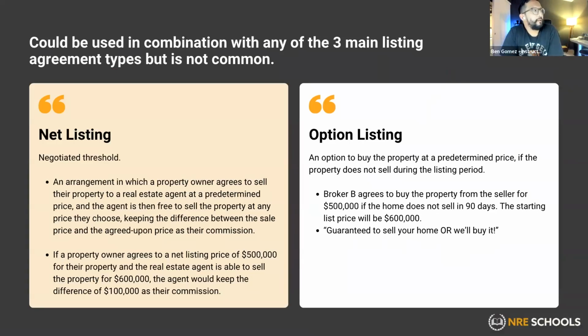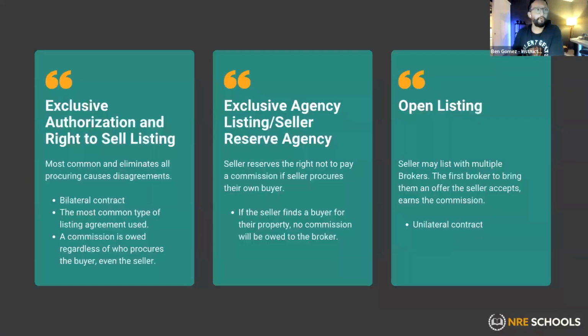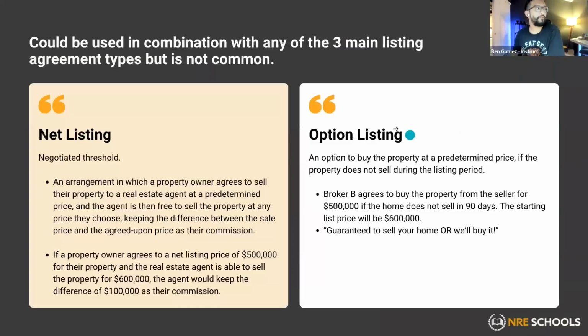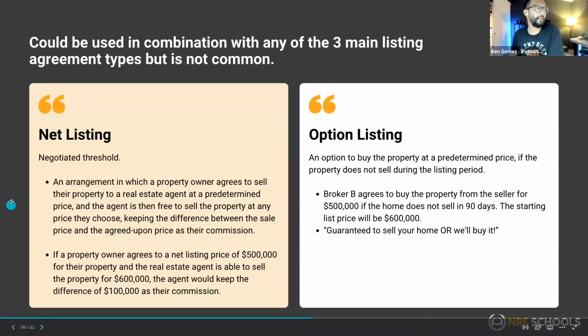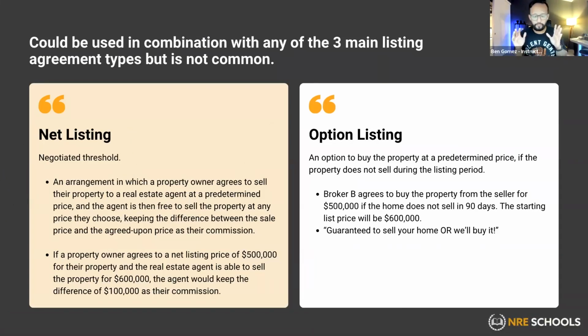These can be added in conjunction with any of these three. We have something called a net listing and an option listing. Net listing is a negotiation threshold. So using the same example, Carla is selling her property. Carla says to me, hey, as long as I walk away with 500,000, anything over that, Ben, you keep. That's not the worst thing ever, but this is not often used.